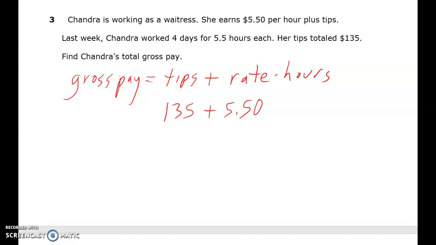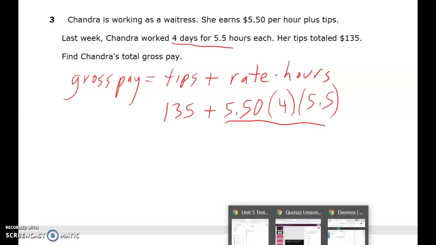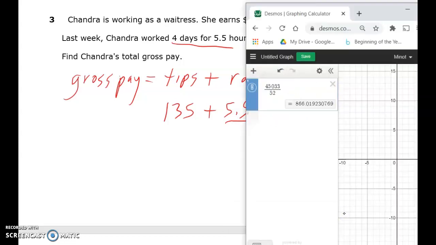And then her hours is a little more complicated on these because we got to do a multiplication here, because this is a weekly paycheck, right? So we have to do our 4 days times the 5.50. So remember, if you're doing this on a simple calculator, you have to do PEMDAS. So multiply first, then add. Desmos, you could just type it in, but I'm going to do it assuming that we're on a simpler calculator.